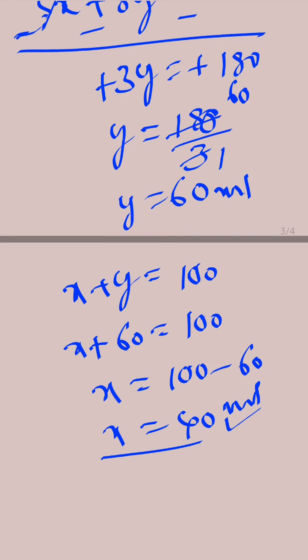So for the 50% solution, how much do I have to take? 40 ml of the 50% solution and 60 ml of the 80% solution, then I'll get 100 ml of solution. So this is the word problem. In this way you can solve these kinds of word problems.